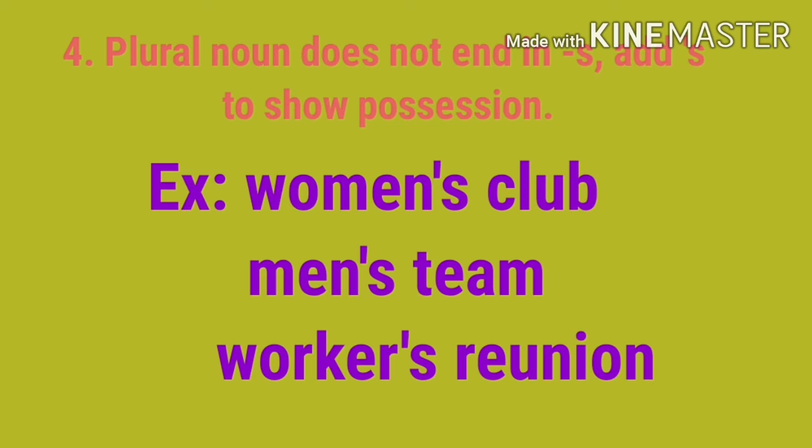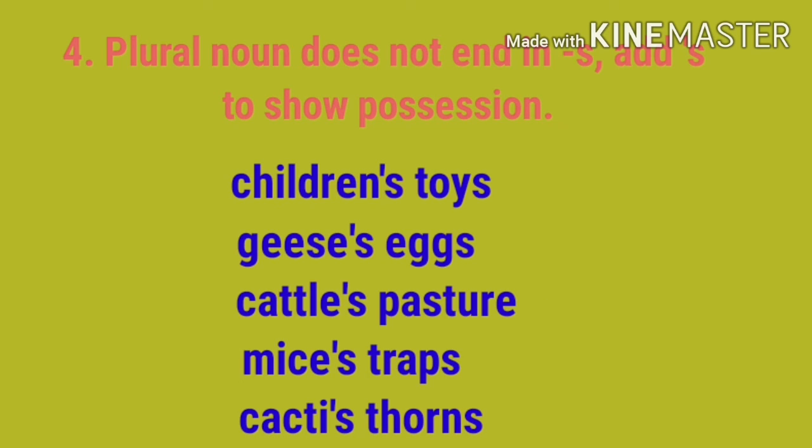Women's club, men's team, workers' reunion, children's toys, geese's eggs, cattle's pasture, mice's traps, cactus's thorns. Okay, very clear, children. When the plural noun does not end in s, we add apostrophe s to show the possession. One more thing, when the plural noun ends in s, we only add an apostrophe to show the possession.